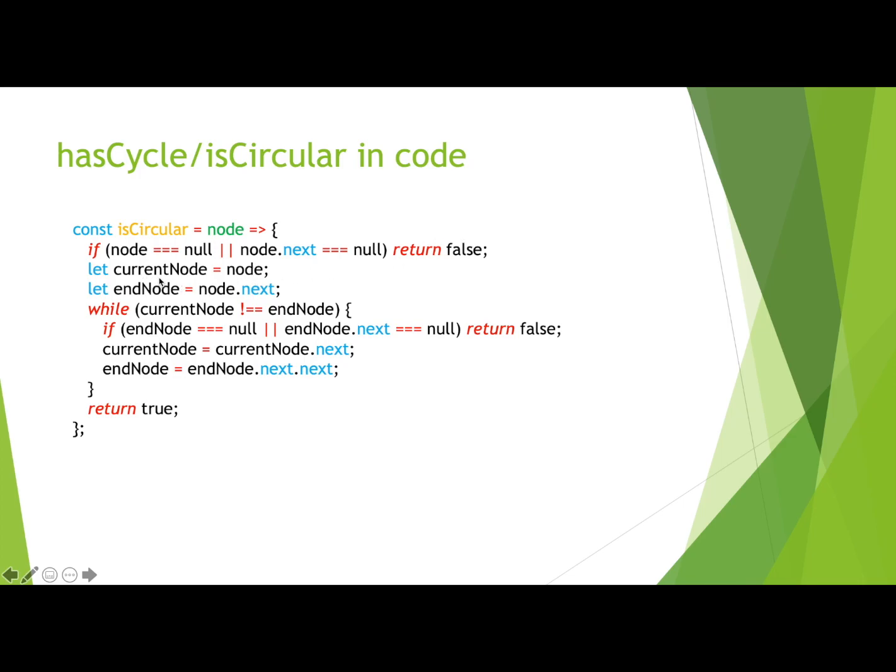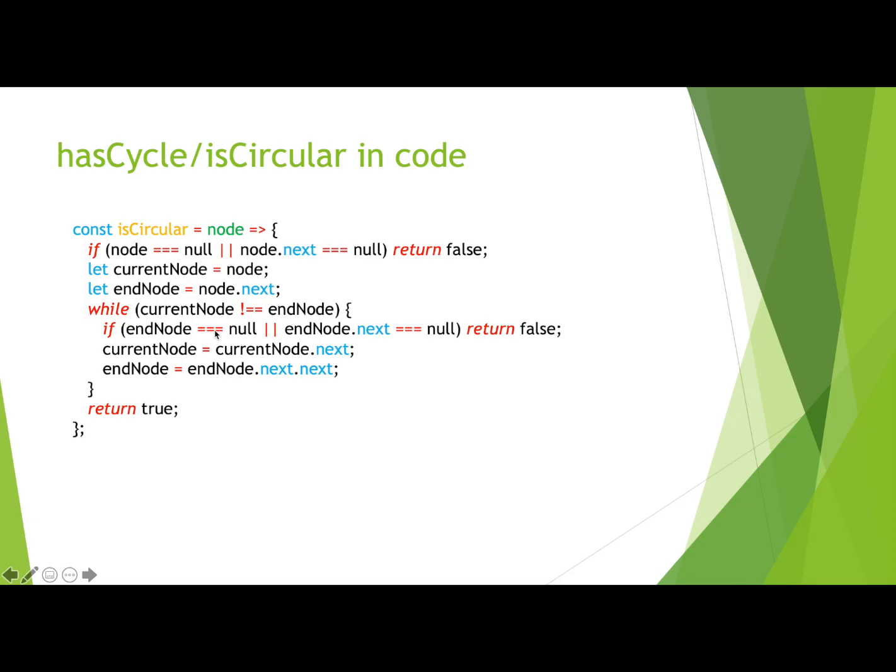So we're going to create a variable called current node, and that's just going to point at the current node because we want to be able to reassign this variable to keep track of the next nodes. We're going to do the same thing with our end node, but our end node is going to be the node directly next to our first node. And we're going to say while our current node does not equal end node, so while they don't overlap, then we want to run this code in here.